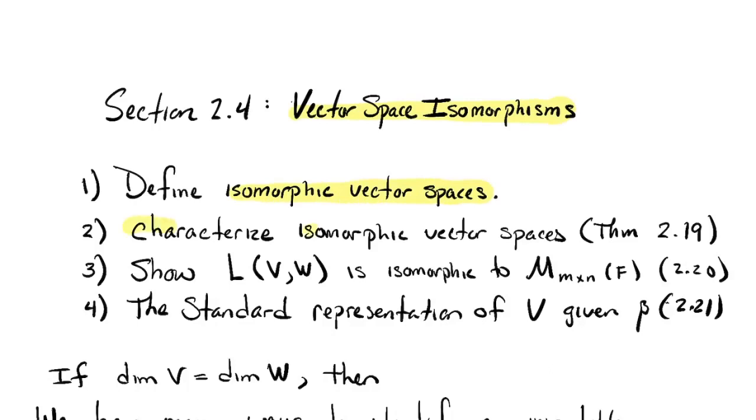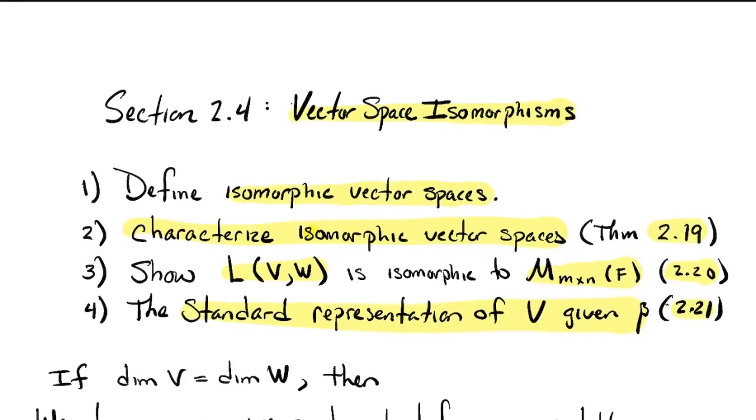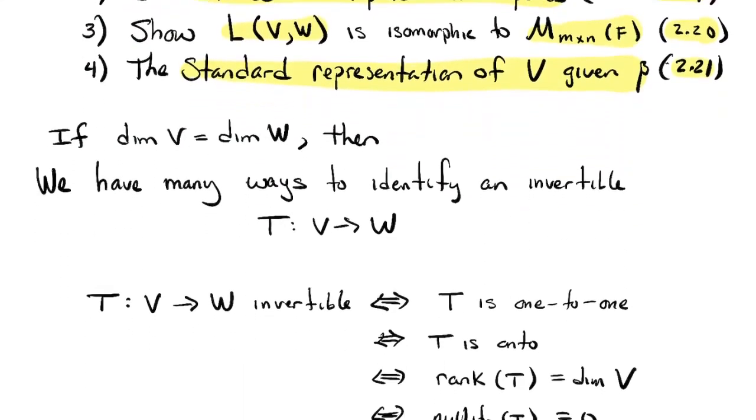them. Characterize isomorphic vector spaces, that's theorem 2.19. I want to show you that the vector space of linear maps from V to W is isomorphic to the vector space of matrices of appropriate dimension. That's theorem 2.20. And then I'm going to leave the proof to you, but theorem 2.21 is about something called the standard representation of V given an ordered basis. Okay, so that's our outline.